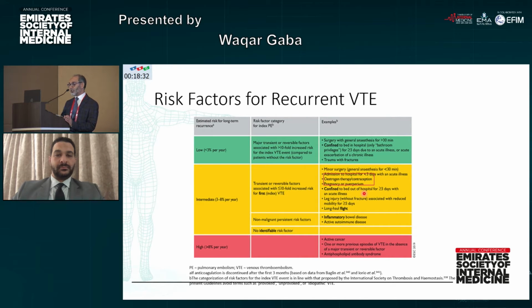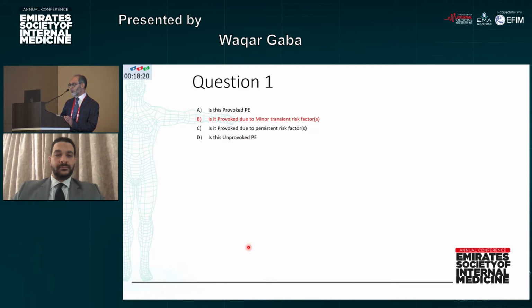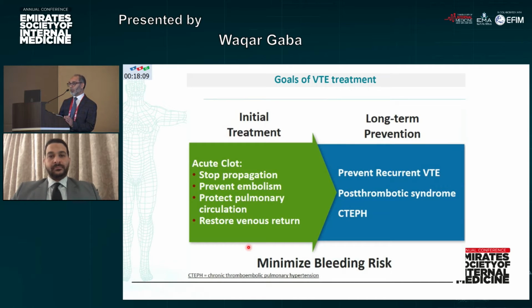So essentially, it really matters what risk factor is bringing this patient to having the VTE, because if you don't consider it, you might want to stop, or you might want to extend it further. So talking about our answer, it's actually provoked due to minor transient risk factor because it was an intermediate risk PE. So that takes me to my next question: what are the goals of VTE treatment?